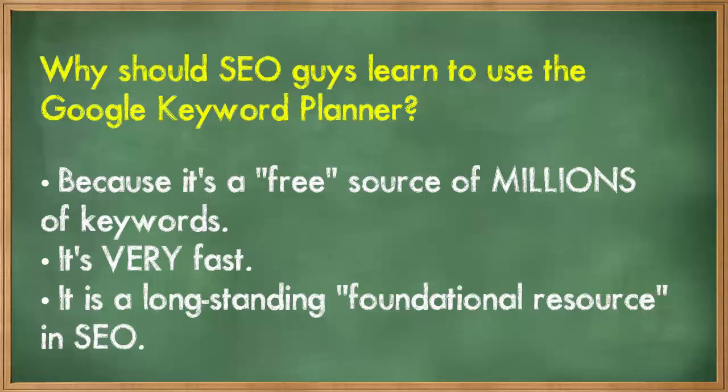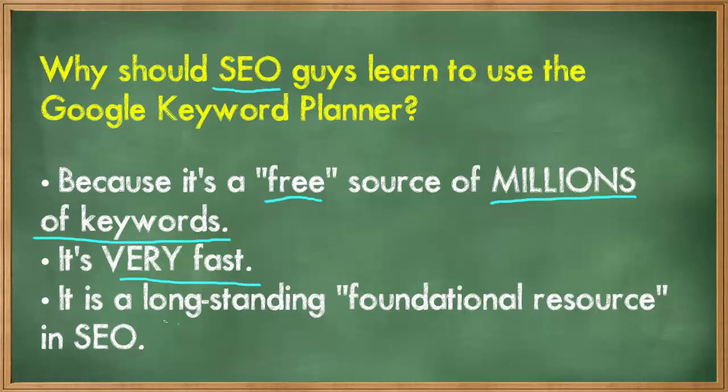So your question at this point might be, if we are SEO guys, then why do we care about the Google Keyword Planner? Well, the first reason is because it is a free source of millions of keywords. That's very important. The Google Keyword Planner is an infinite well of keywords. If you need keywords for your website, you can find them here very, very fast. It's a fast tool. Once you know how to use it, you can generate large lists of keywords, thousands of keywords, millions of keywords, very rapidly.